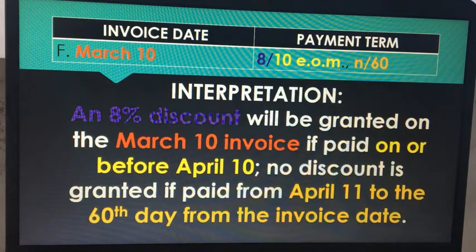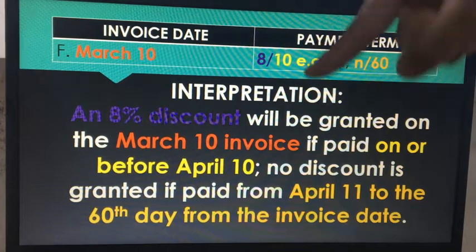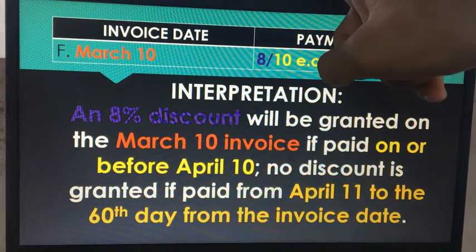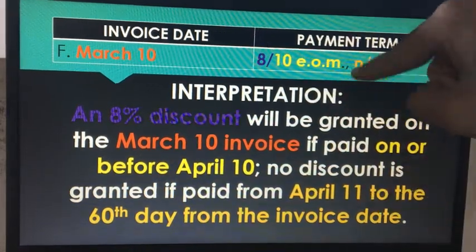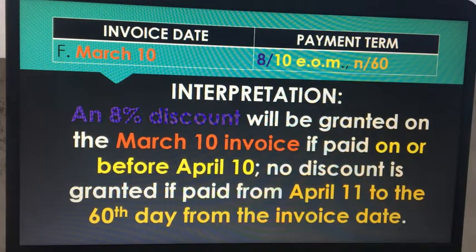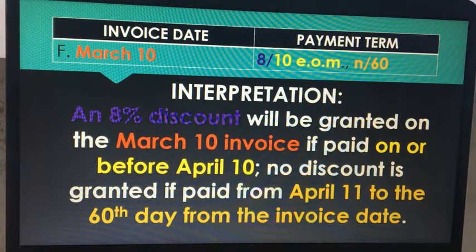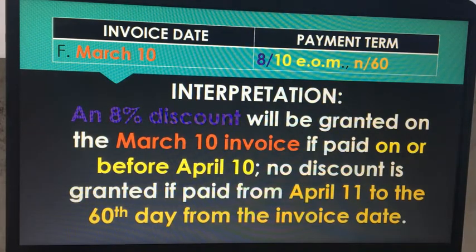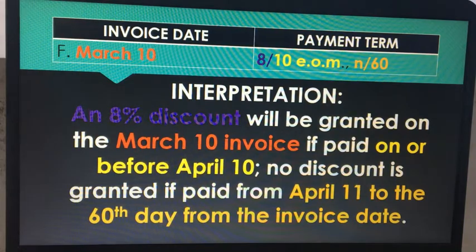When will be the due date? That is 60 days from April 1, because it says here 60, meaning 60 days long. If you pay from April 11 until the 60th day, no discount is applied to you. So that's how we interpret example letter F. Again, do not forget EOM means next month.